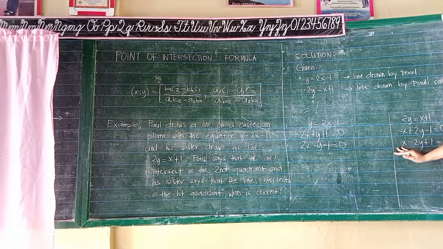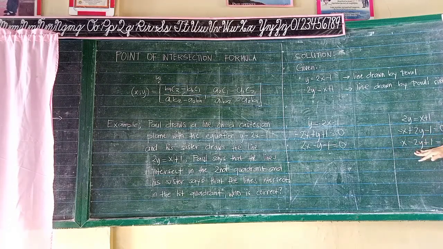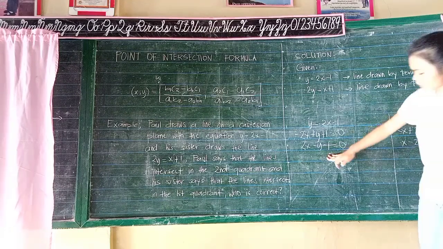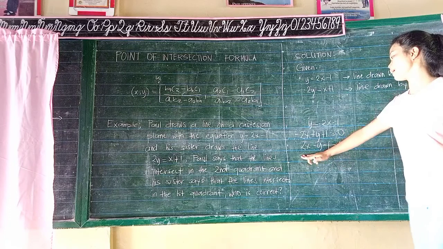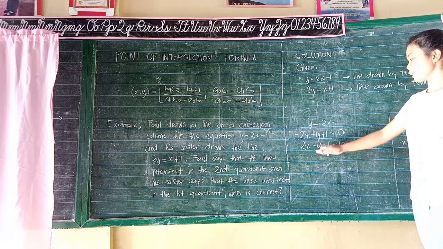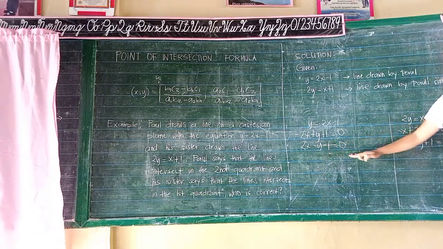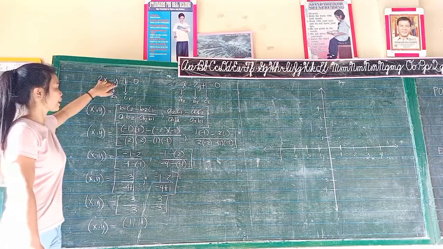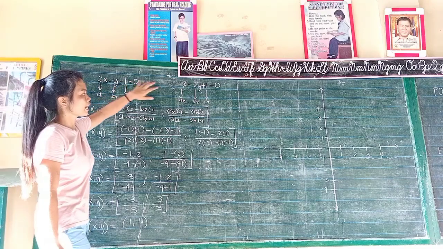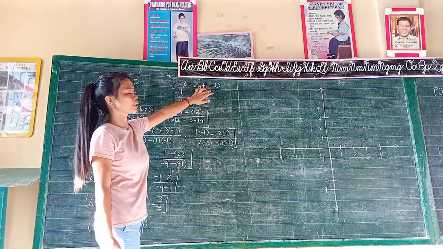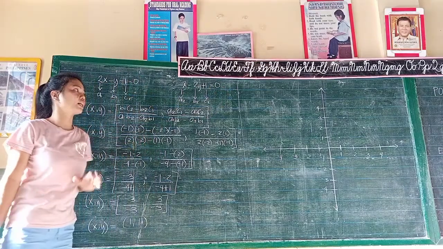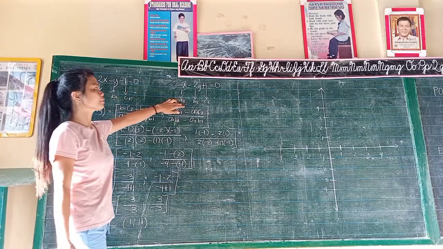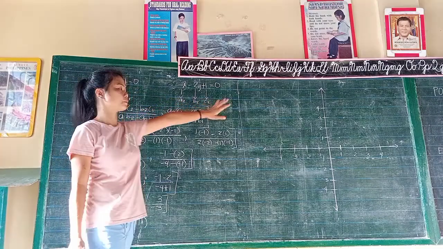In this equation, 1 is the value of A, negative 2 is the value of B, and 1 is the value of C. And in the other equation, 2 is the value of A, negative 1 is the value of B, and negative 1 is the value of C. Now we have our new equations, 2x minus y minus 1 equals 0 and x minus 2y plus 1 equals 0, which correspond to the values of a sub 1, b sub 1, c sub 1, and a sub 2, b sub 2, and c sub 2.